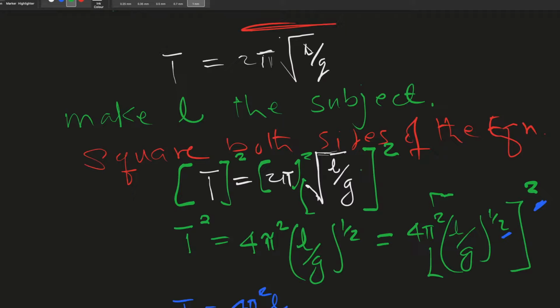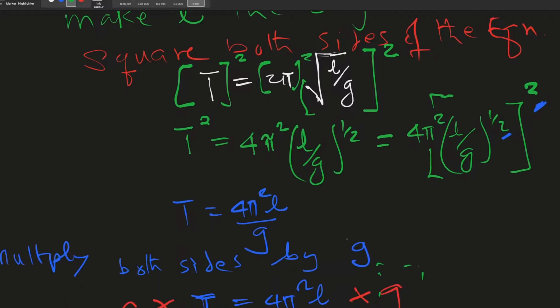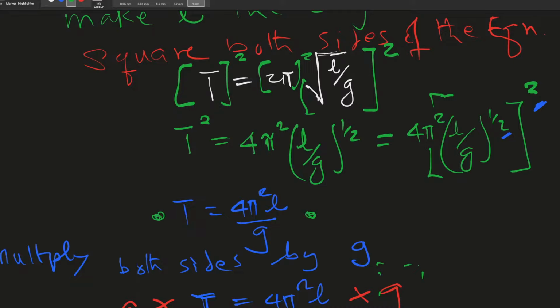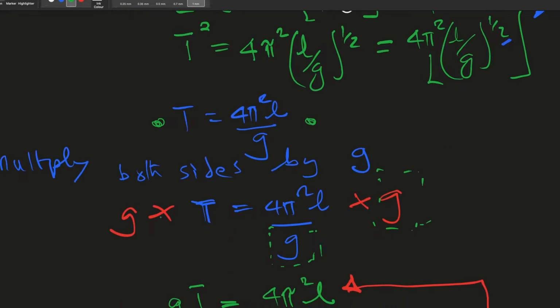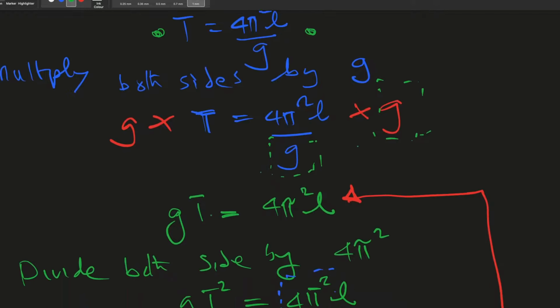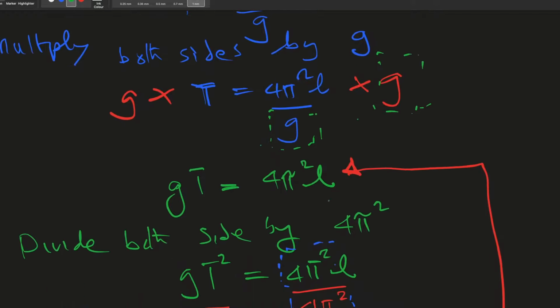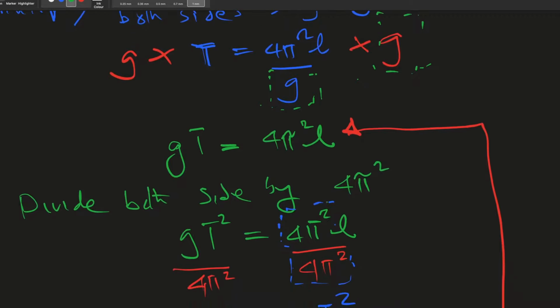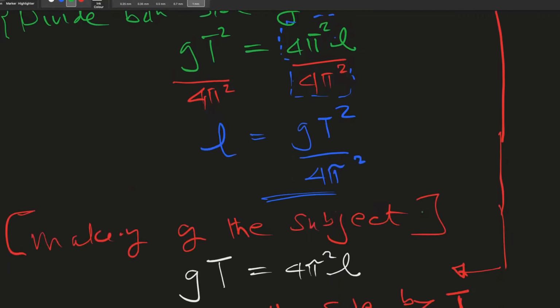So in the same way, we square both sides, and we were left with T squared equals 4 pi squared L over G. Okay, then we multiply both sides by G, and this G cancels this one. Then we have GT squared is equal to 4 pi squared L. Then once again, our interest was L, so we decided to divide both sides of the equation by 4 pi squared. And after canceling, here we are.